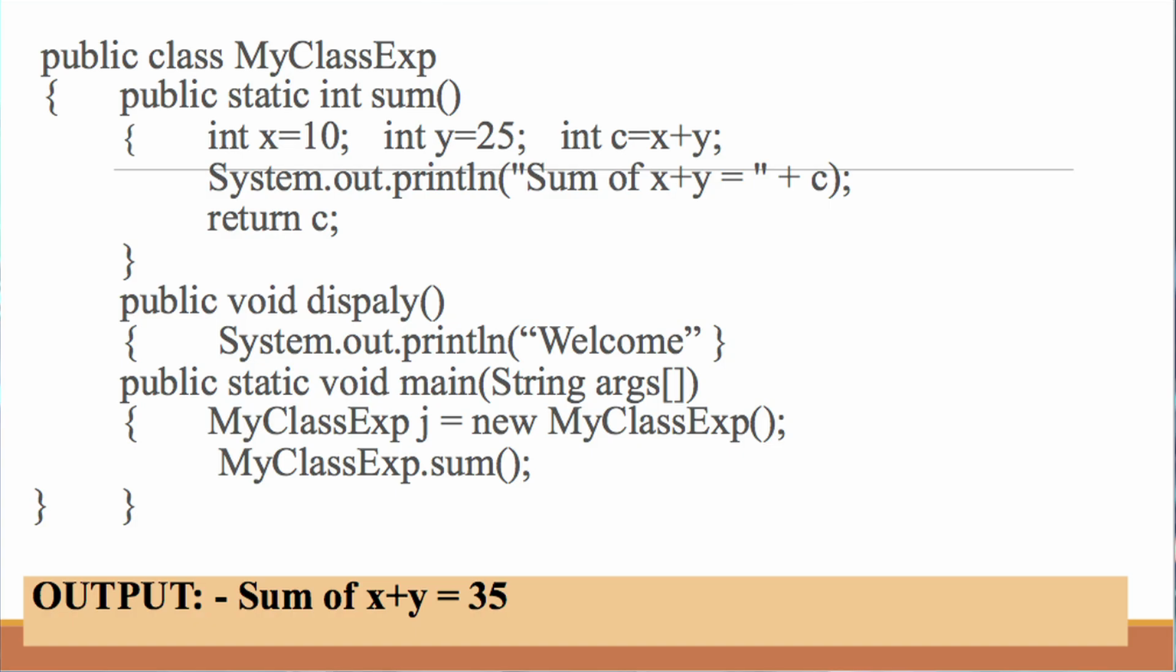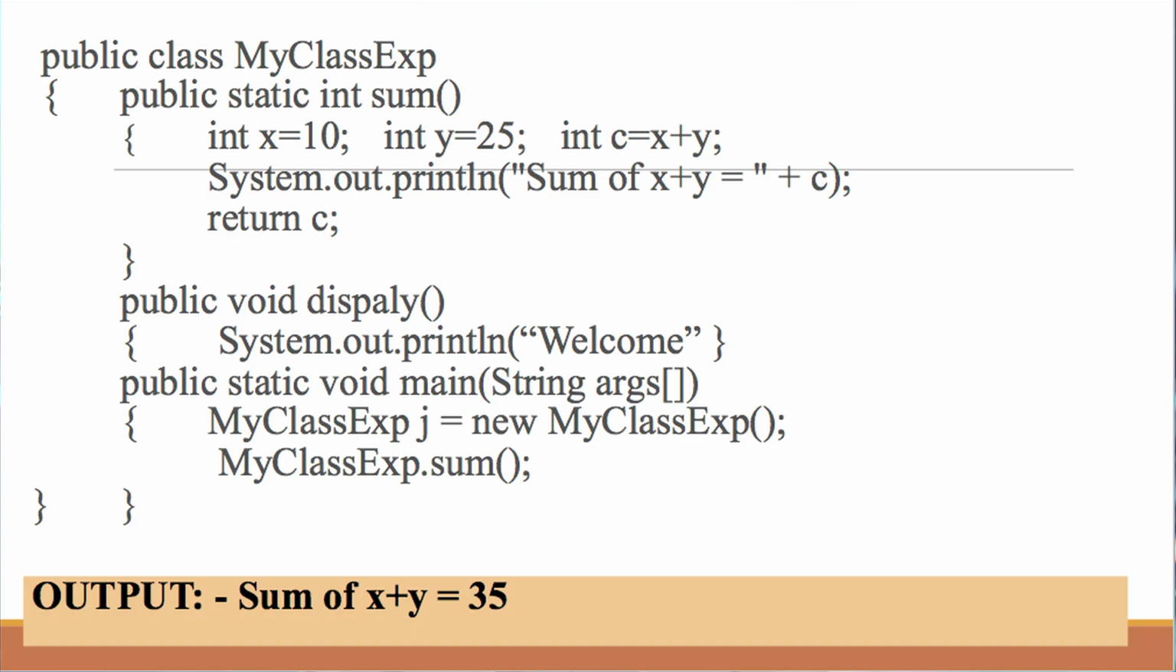By using System.out.println, the sum of x and y we are displaying here. So c will be 10 plus 25, meaning 35 will be displayed here, and return c. The same c value 35 will be returned after the execution of this sum function. And this is a local variable.